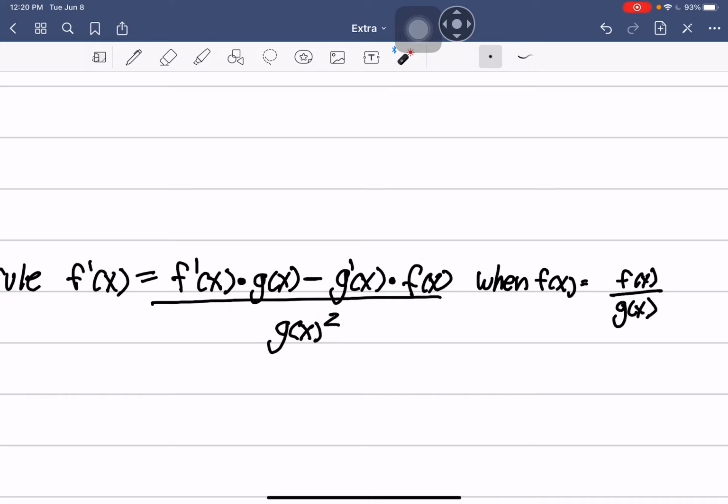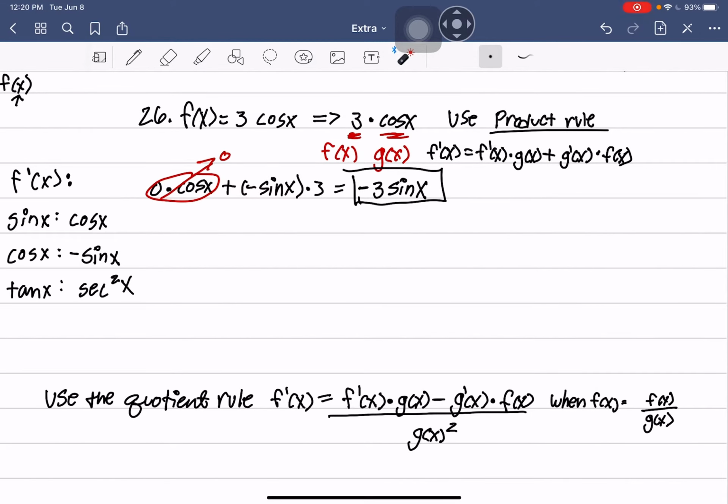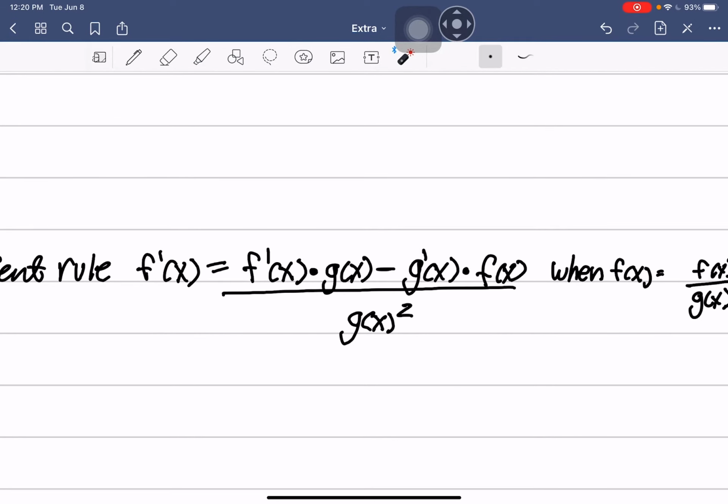There was a way that my professor had us try to memorize it. Personally, I didn't use it. I was just able to memorize it looking at it like this and relating it to the product rule, but other students used it. It goes low, the denominator, d for derivative, high minus high d low, all over d squared, or low squared.